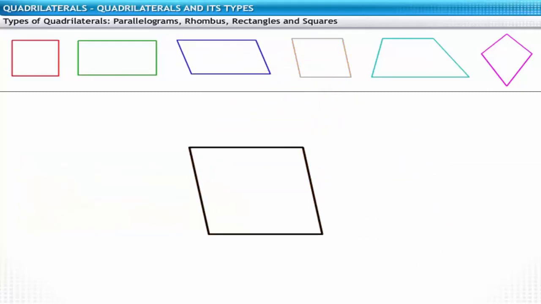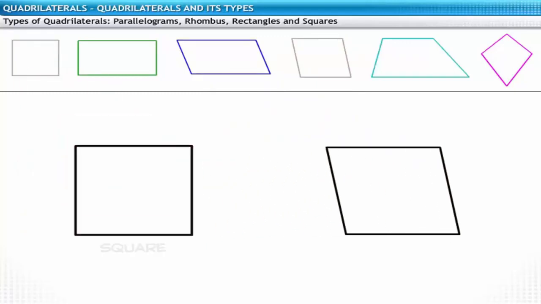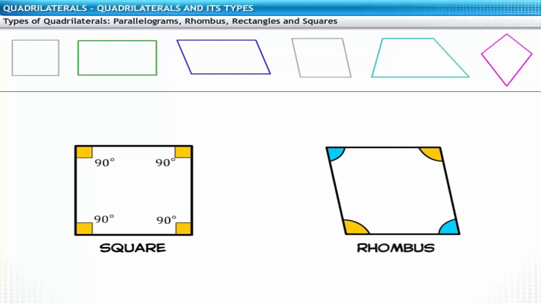Now, consider the fourth type of quadrilateral. On comparing this quadrilateral with a square, we find that most of their properties are the same. However, unlike the square, its angles are not right angles. Such a quadrilateral is called a rhombus.